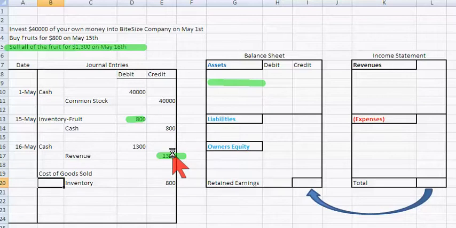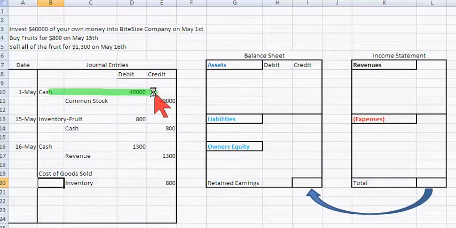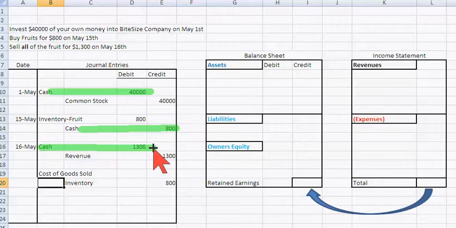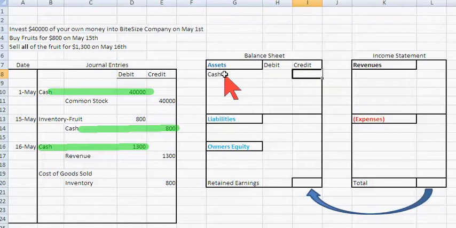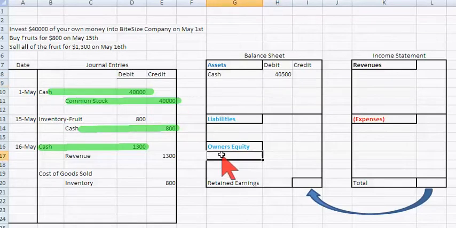So if we put all our entries into a balance sheet or income statement, let's see where they go. First, we have the cash, $40,000, minus $800 that we spent buying the inventory, plus the $1,300 that we got when we sold the inventory. So altogether, that gives us $40,500. Then we can put in the common stock down here for $40,000.